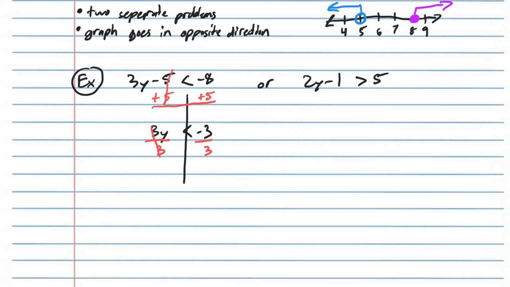Okay, and we get the answer of y is less than negative 1. Again, our symbol did not flip around because we did not multiply or divide by a negative number. In the last step, we divided by positive 3, so that did not count. Okay, so that's one answer. Now we've got to go and do the other one.